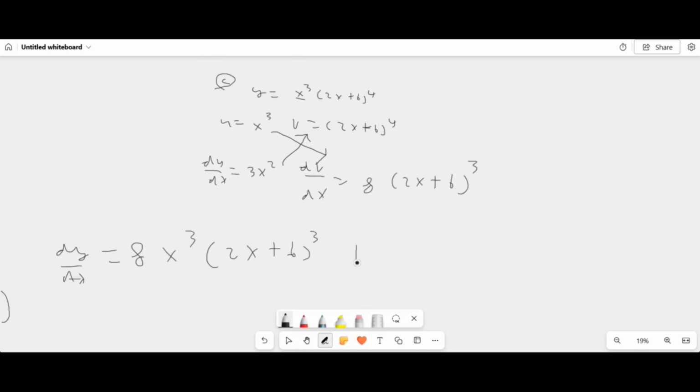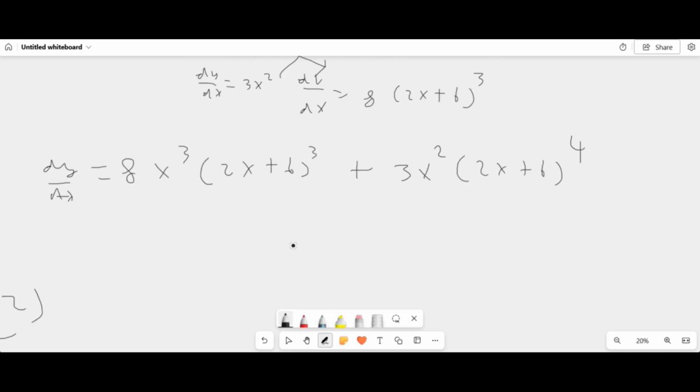Plus that times that, so that's going to be 3x squared, open bracket, 2x plus 6, to the power of 4. Alright, cool. Now what do you want to do? You want to obviously take out 2x plus 6 to the power of 3.